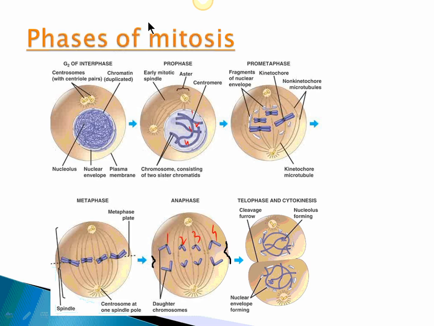So when cytokinesis doesn't complete, you still have two nuclei? You'll have two nuclei in that cell. But when it is complete, you have two separate cells.